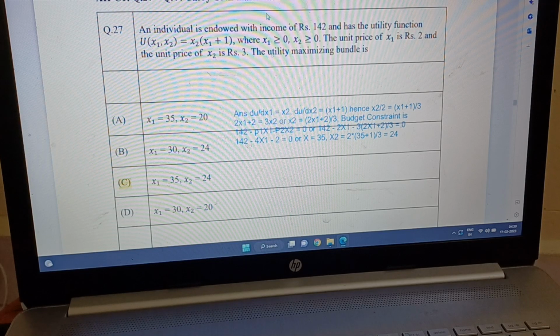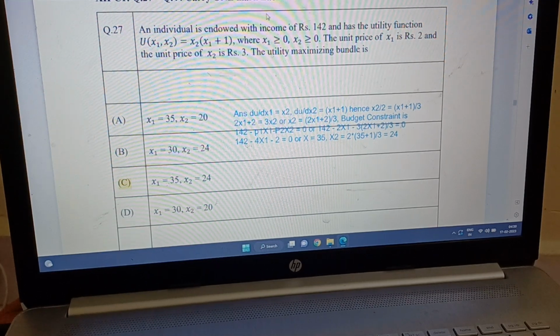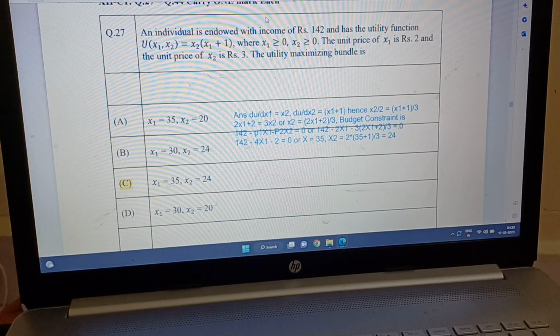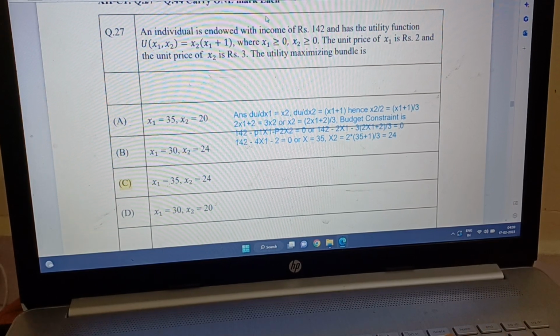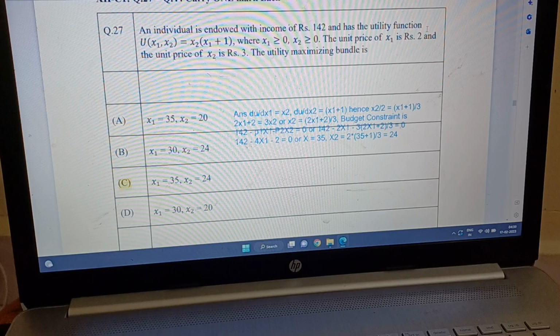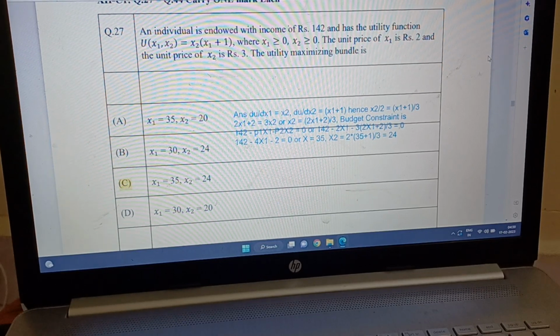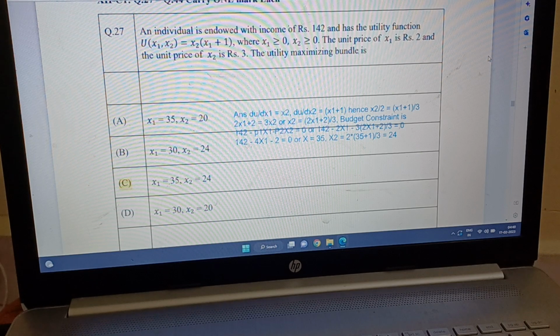I am sure you will like it because I will tell you the shortest method of solving the questions. Since it is for only 1 point, I don't think it makes sense to spend a lot of time on these questions. So let's start with question number 27.